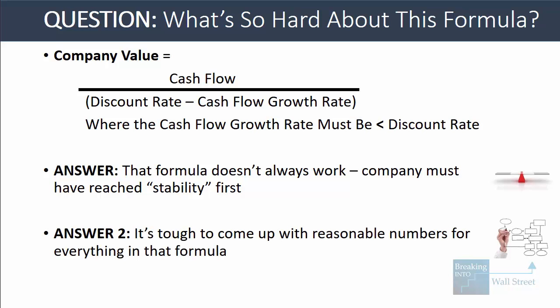And then the second answer is that even if you accept and understand that, and you make your own projections and you come up with your own methodologies until the company reaches stability, it's still tough to come up with reasonable numbers for everything in this formula. Estimating the discount rate alone is quite controversial. Entire textbooks have been written about how to do it. Different people disagree, different groups and professors and academic sources disagree. So just on one small component of this formula, there is a ton of literature and other sources written about what to do.